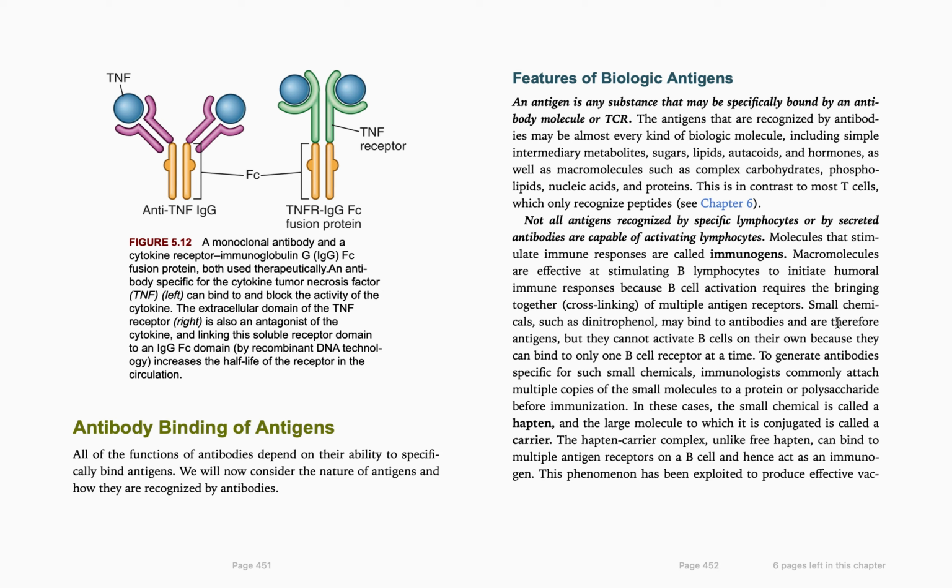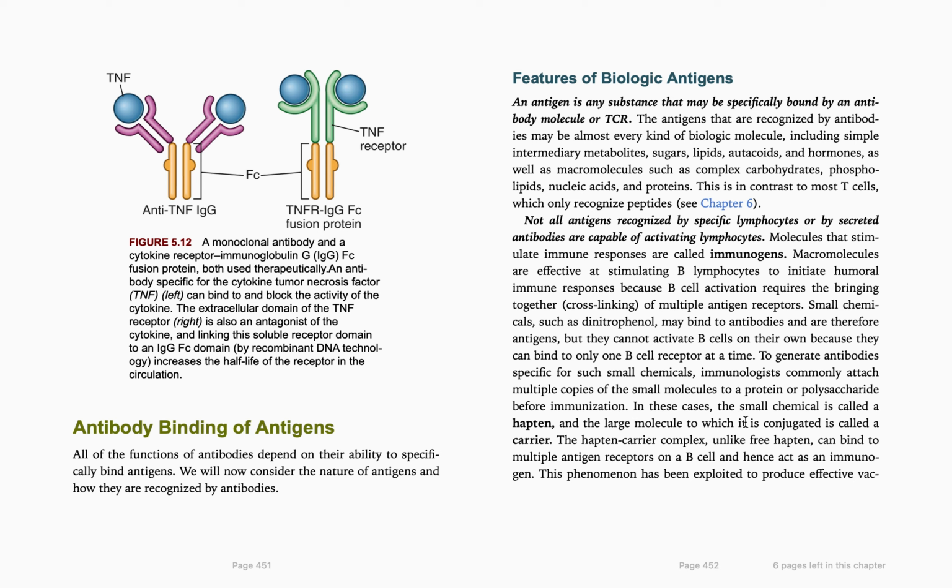A small chemical such as dinitrophenol may bind to antibodies and therefore be an antigen, but it cannot activate B cells on its own because it can bind to only one B cell receptor at a time. To generate antibodies specific for such a small chemical, immunologists commonly attach multiple copies of the small molecule to a protein or polypeptide before immunization.